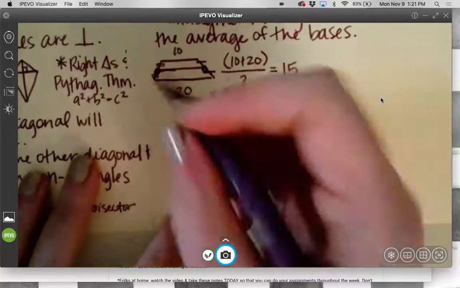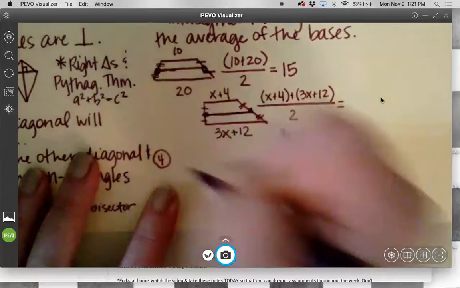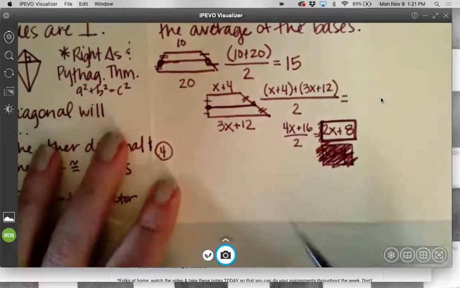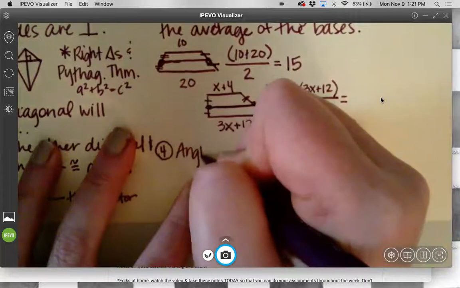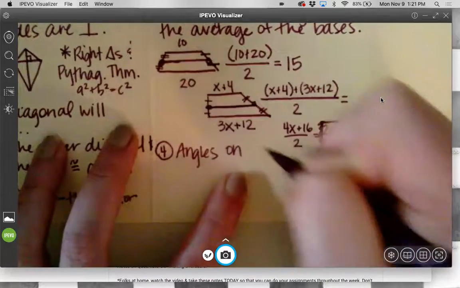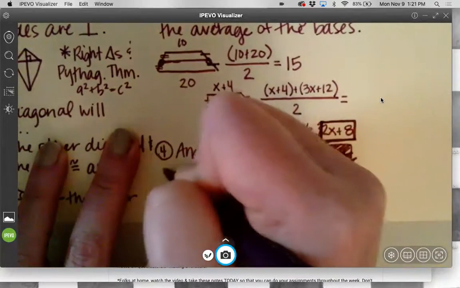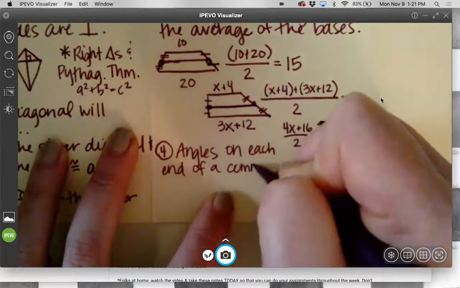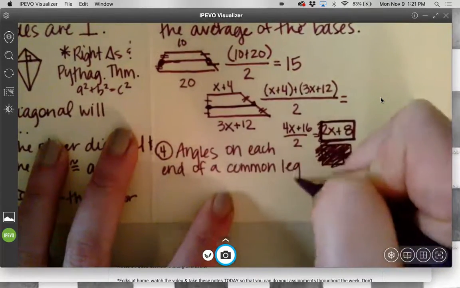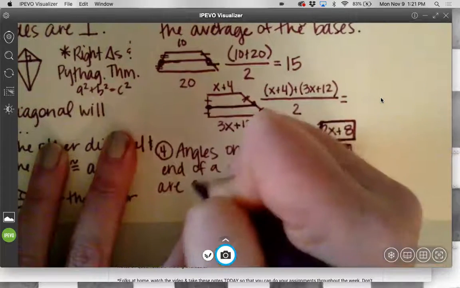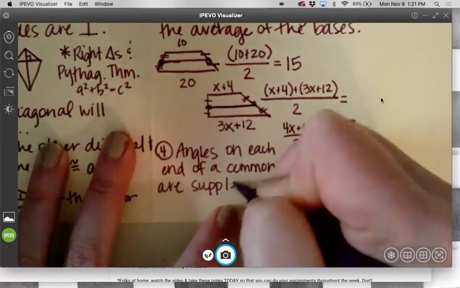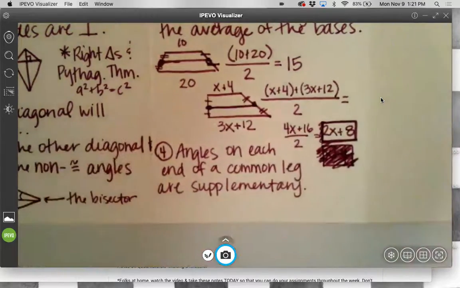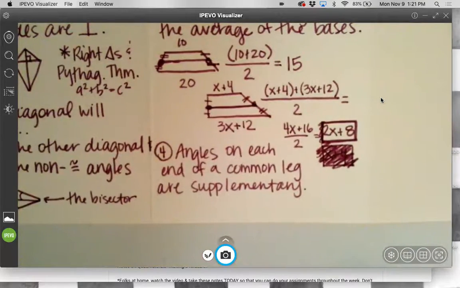And then our last property, number 4, is that angles on each end of a common leg are supplementary. And supplementary, as we've said already today, means they add up to 180.